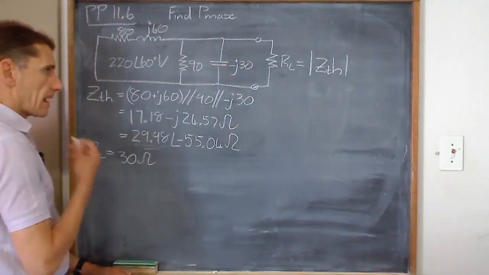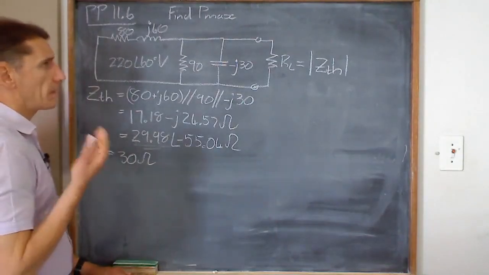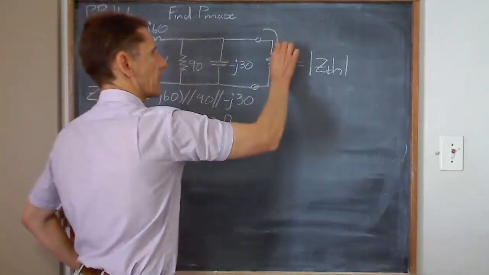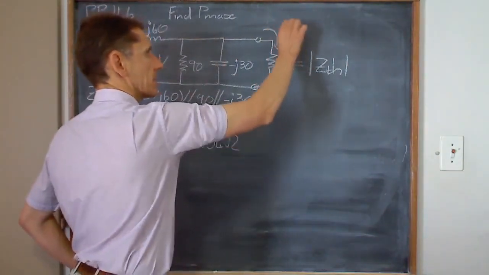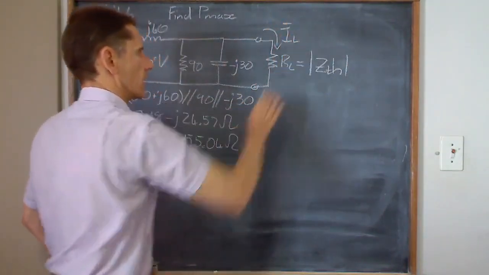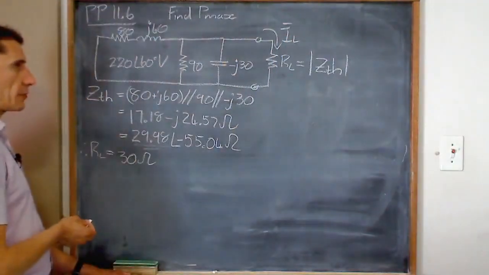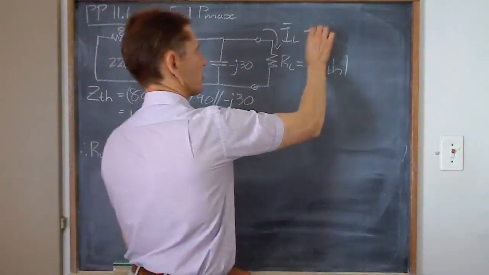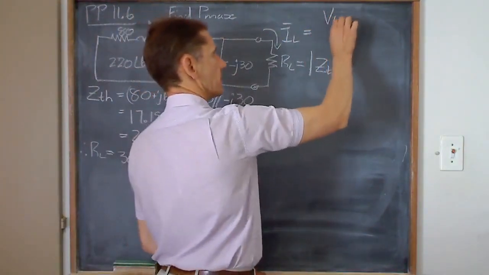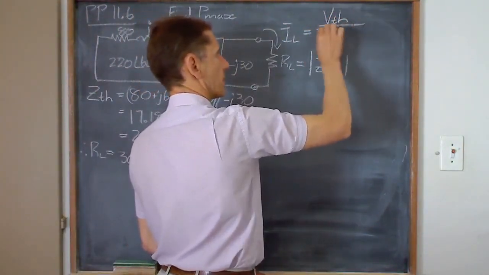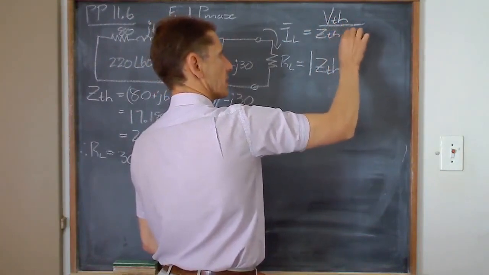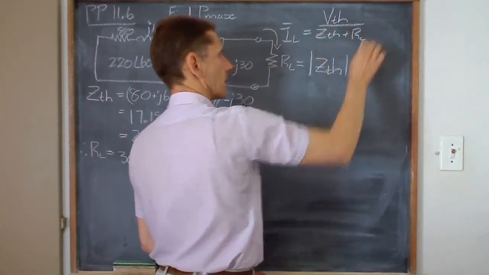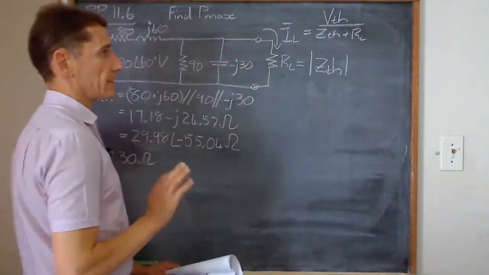Now, to get the actual P max value, we need to find out what the current is that's going to flow. So let's call this I load. What will that I load be? I load is going to be V Thevenin divided by Z Thevenin plus RL. So we now know what RL is, right?